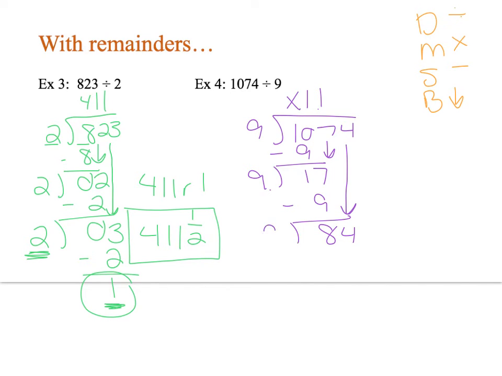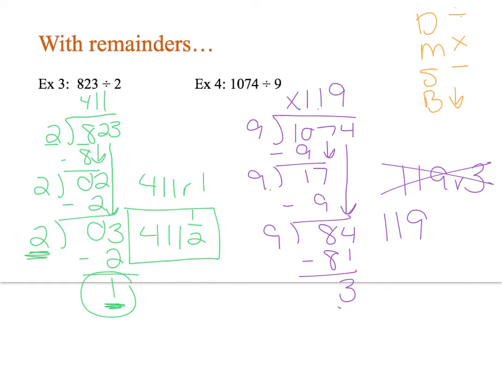Start over. 9 into 82. 9 times 9 will give me 81, so 9 times 9 is 81. Subtract, you get 3. Now, in the past, you would have written your answer as 119, remainder 3. We're not going to do that this year. We're going to do 119. This will become our numerator, and our denominator is 9.